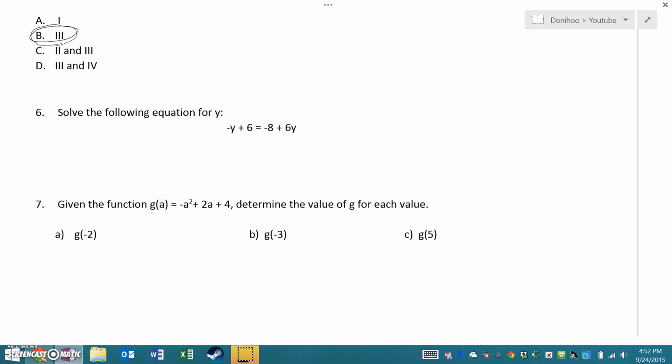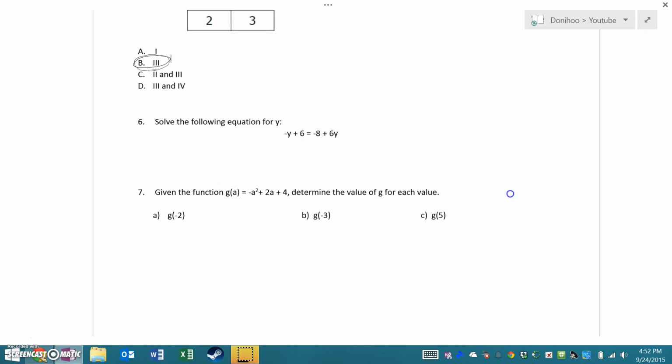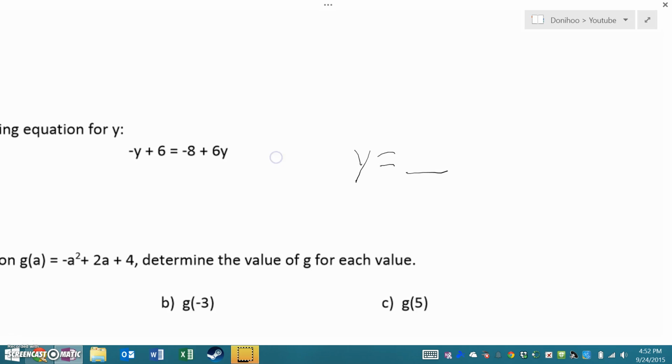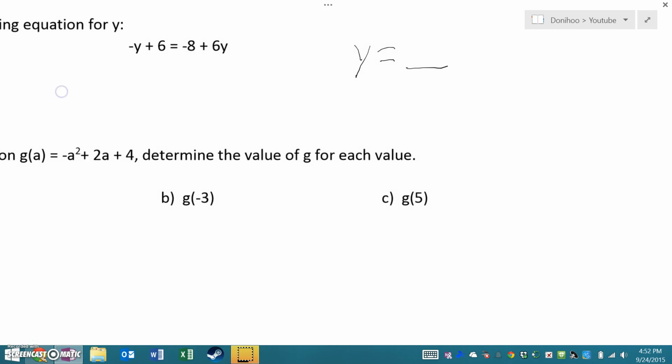Solve the equations. Like I said in class, at the end here we're just going to have y equals something. So that's what I'm going to work towards here. Now I have two y's. I'm going to get rid of one of those y's. I'm going to choose to get rid of this y. So I'm going to add a y, because that's the opposite of a negative. Add a y. 6 isn't changing. -8 isn't changing. 6 plus 1, so now I have a positive 7y.